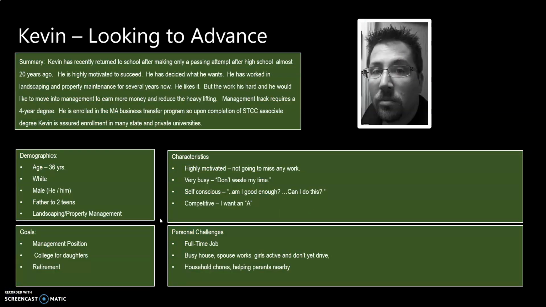Now, reflecting the diversity of the students I have, Kevin is also a very common student. Kevin is 36 years old and he's returning to school after making only a passing attempt after high school almost 20 years ago. He's highly motivated to succeed. He has decided he wants this. He has worked in landscaping and property maintenance for several years and he likes it. But the work is hard and he'd like to move into management to earn more money and reduce the amount of heavy lifting. Management track requires a 4-year degree.